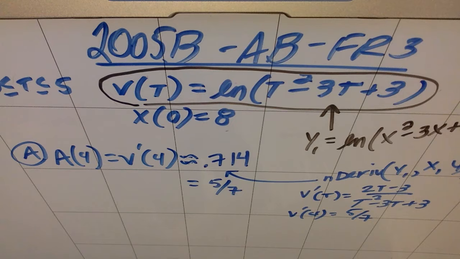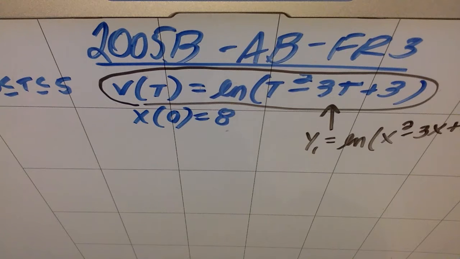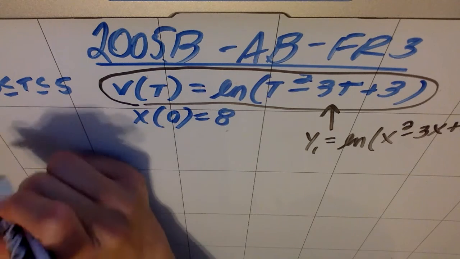Cool. Part B. Find all times t in the open interval from 0 to 5 at which the particle changes direction, and during which time intervals from 0 to 5 is the particle traveling to the left. Okay, cool. The thing is, again, that it's a calculator problem. So let's translate what they're asking in part B.